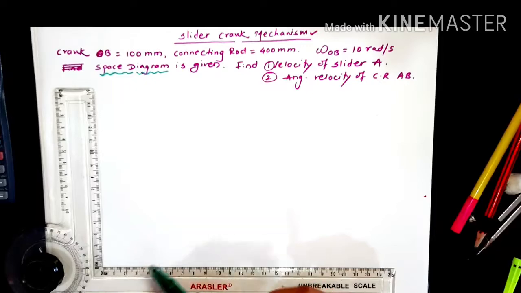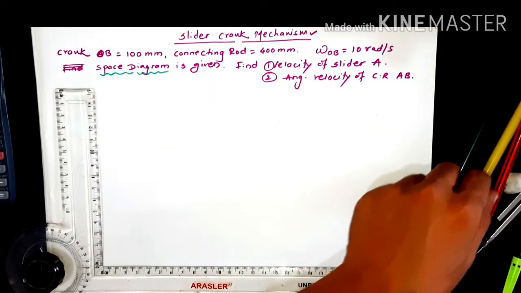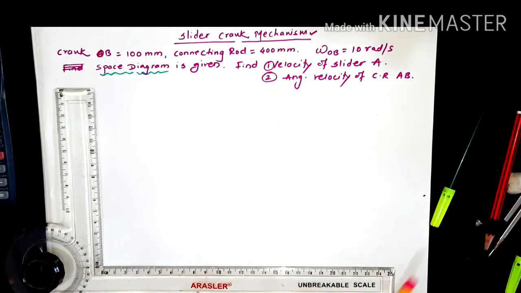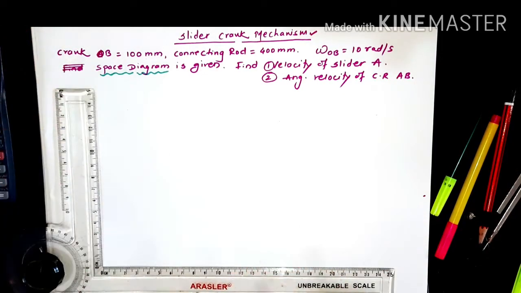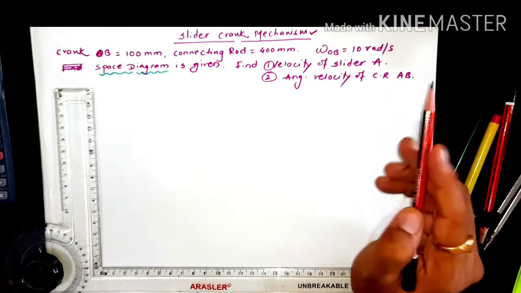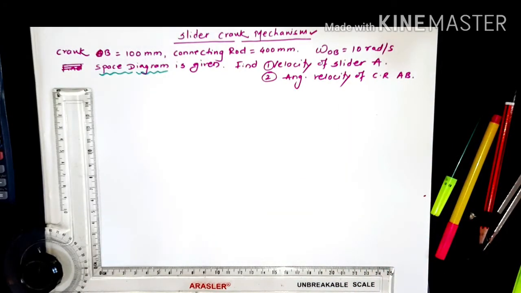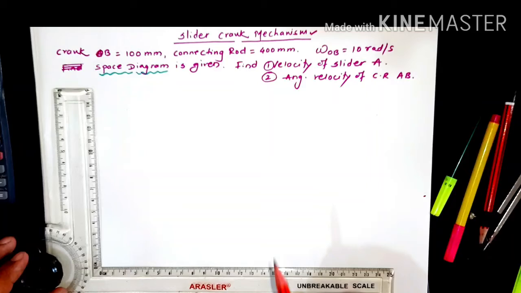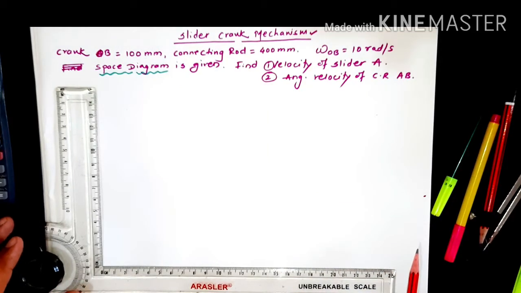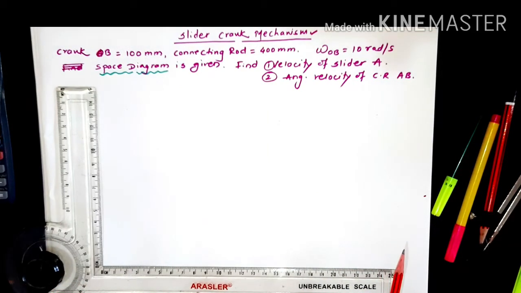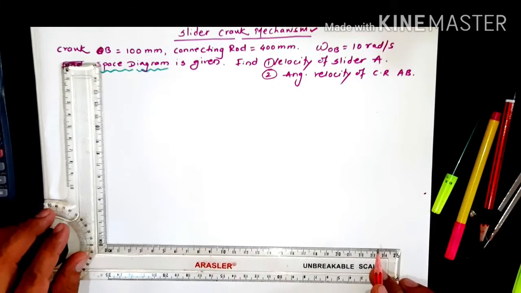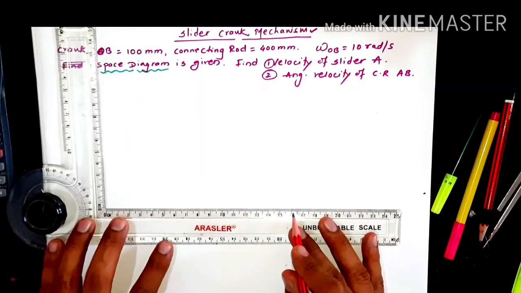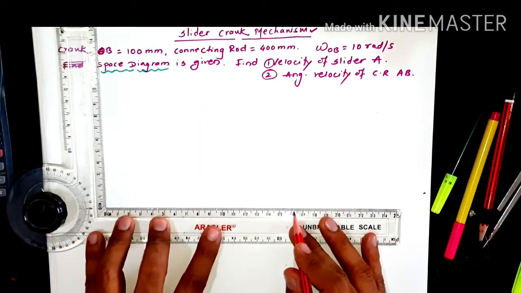So as per the diagram given in the numerical, let us try to draw the space diagram first. We have to find the velocity of slider A and the angular velocity of connecting rod AB with the help of the instantaneous center method. So let us first draw the given space diagram, the slider crank mechanism. Let me just draw it first.